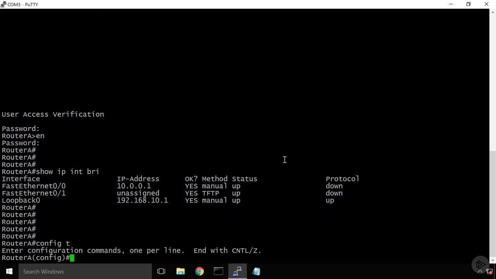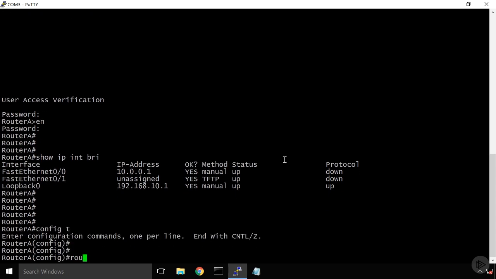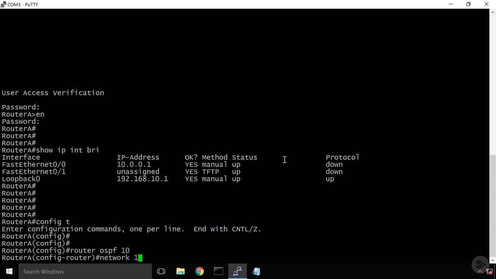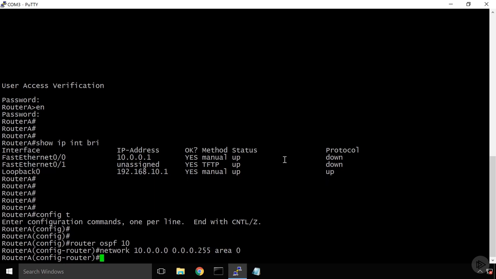So if I go now into my config mode and I issue the command router OSPF 10, and I say network 10.0.0.0 with a 24-bit mask, we're going to advertise that in area 0. Remember, when we're working with OSPF, we always have to have an area 0. The interfaces on all three routers in this case are all going to be in area 0.